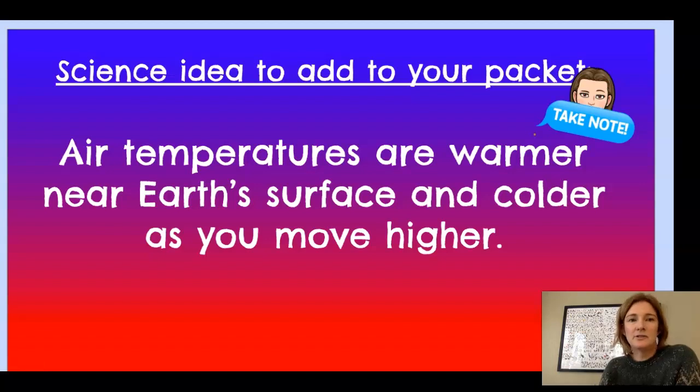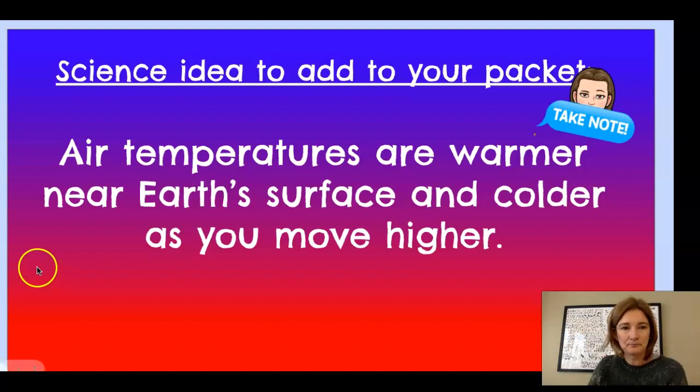Alrighty, so you have just collected some data that shows you that temperatures decrease as you go higher into the atmosphere. So go ahead and add that as your first science idea on your packet.